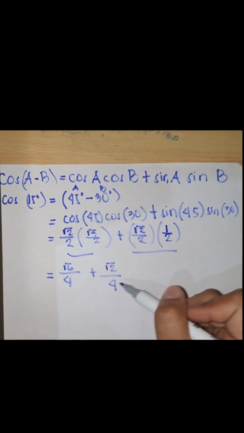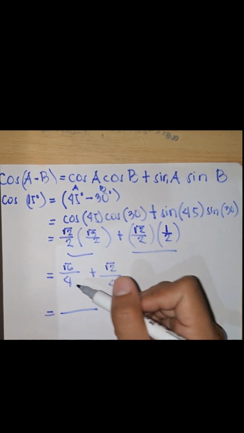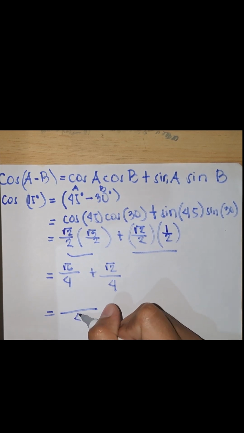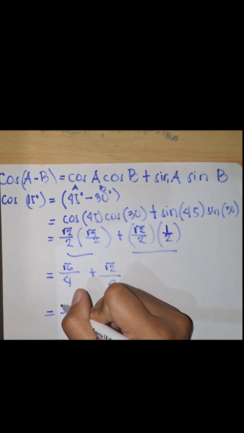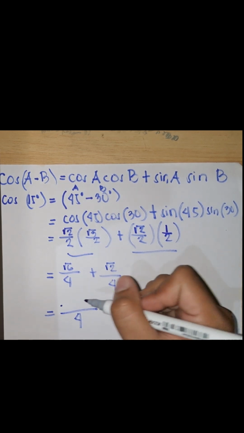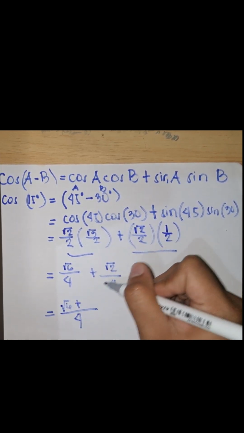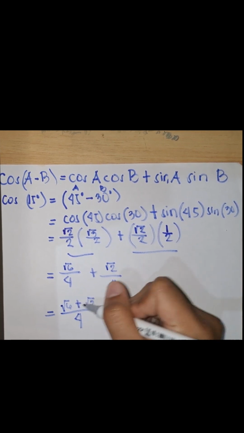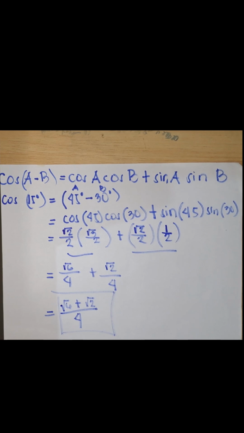To add these two terms, we have the same denominator, so we just copy that. To write this in the simplest way, it is root 6 plus root 2 over 4. So this is the final answer for the formula cosine(A minus B) equals cosine A cosine B plus sine A sine B.